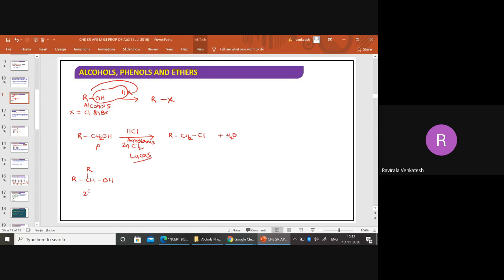This one is secondary alcohol. Same reagent I have taken. That is nothing but Lucas reagent. Here also we get RCl. It was a secondary one.